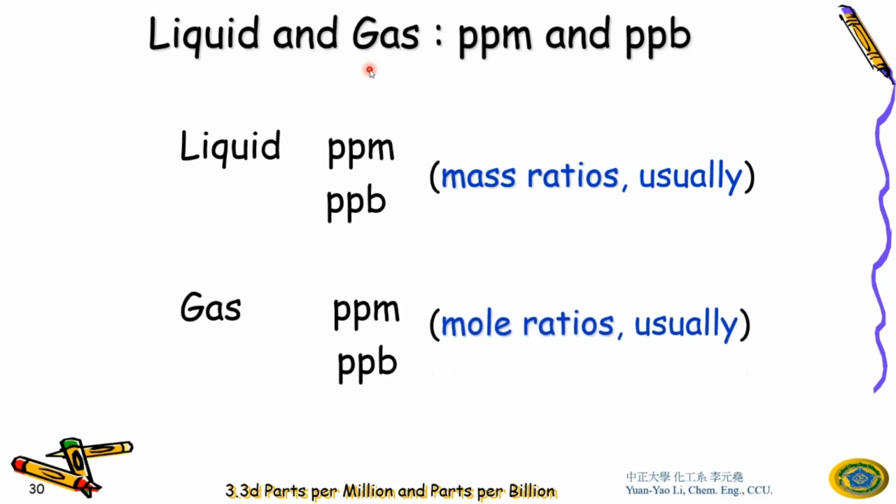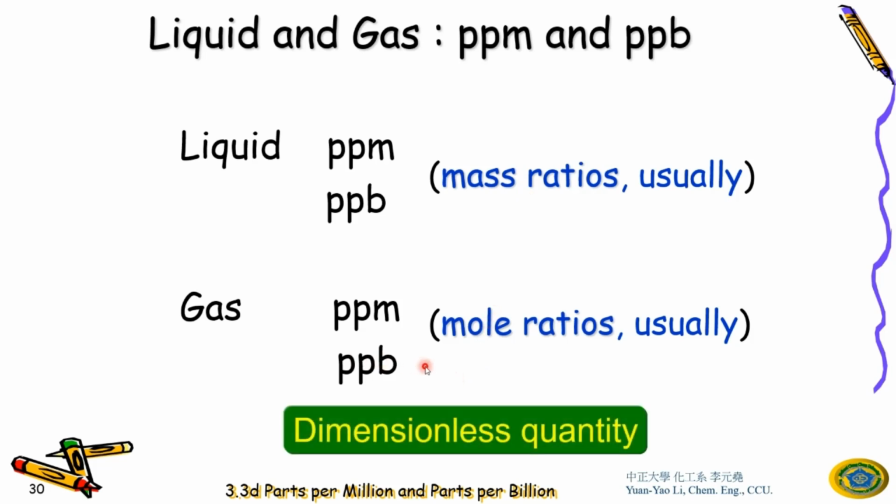How about gas? Can you use gram to express some substance in the gas phase? No, you cannot use gram. Have you used gram to describe air, carbon dioxide, nitrogen, oxygen? No, you don't. So what you want to use is what? Mole ratios. Okay, so remember, generally speaking, in gas phase you use mole to describe ppm or ppb. In liquid phase you use mass to describe ppm or ppb.